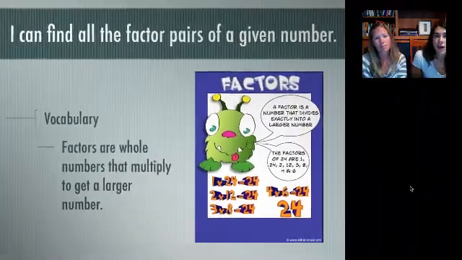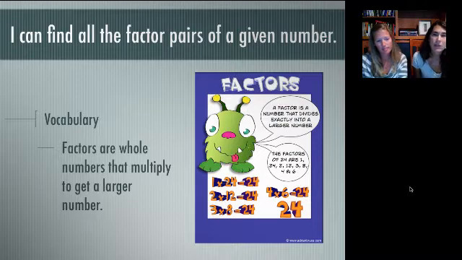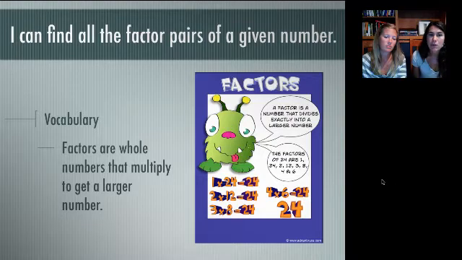Alright, so we have vocabulary here. This is something you're going to want to write down, and it says here that factors are whole numbers that multiply to get a larger number, and we have a cute little example over here. And so just another example, 1 times 24, you get 24. 2 and 12, you multiply together to get your number. 3 and 8, and 4 and 6, all equal up to 24 when you multiply. These are all different factors of 24.